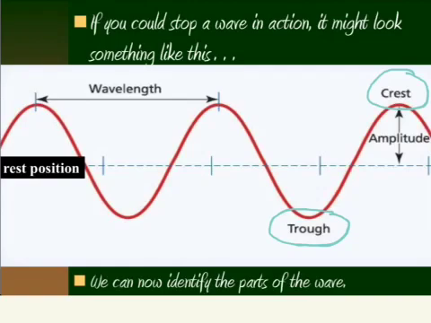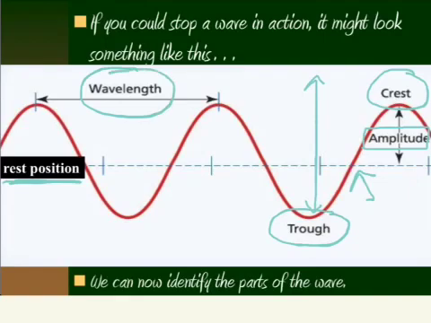And then another term you need to know is the wave amplitude. The wave amplitude is pretty much half the distance between the trough and the crest. It's half of that distance. And it's actually defined as the distance between this dotted line right here and either the crest or the trough. And that dotted line is the rest position. So the distance between the rest position and the crest or the trough is known as the amplitude of the wave.